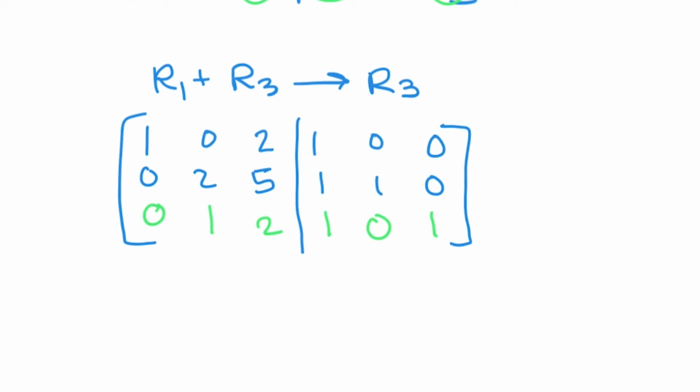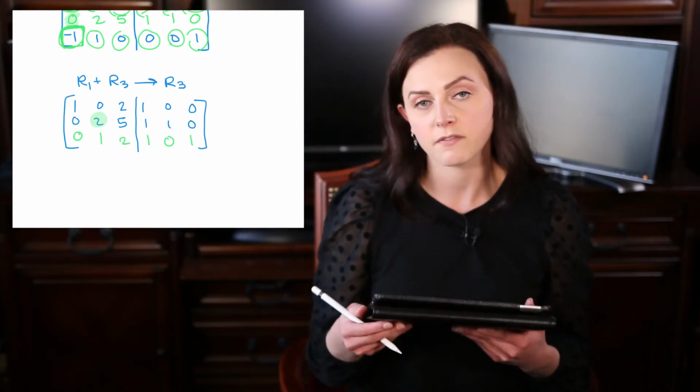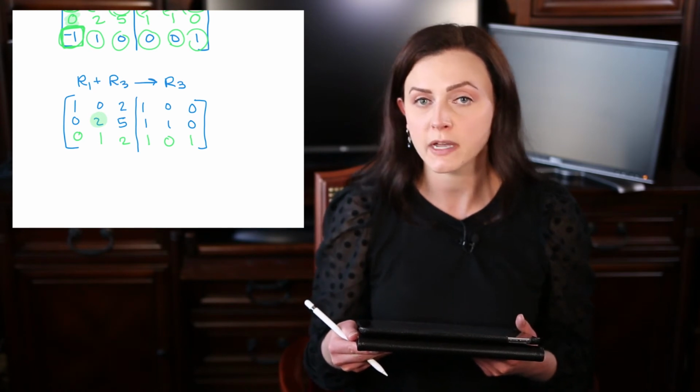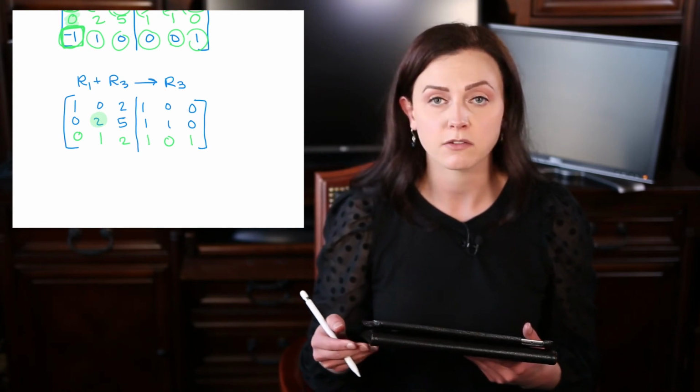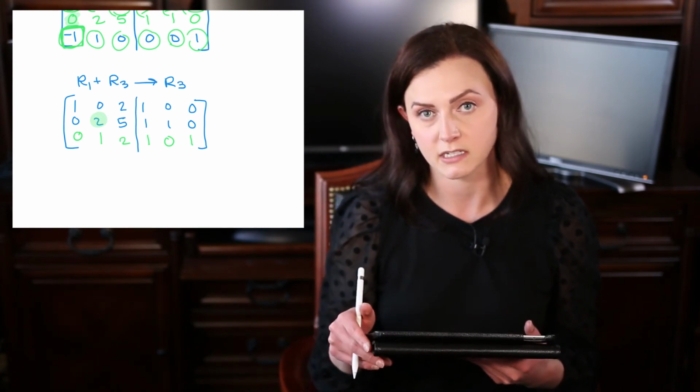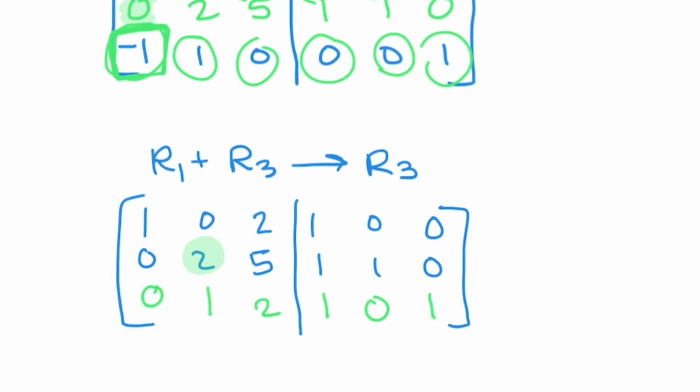The next number you are going to go to is right here. We want this to be a 1. Now, if you watched my video on how to find the inverse of a 2 by 2 matrix, it worked out to just divide by a number to get that to be a 1. In this case, that's not going to work because if we divide this whole row by 2, we're going to end up with fractions. That is not something we want to do if we don't have to. So instead, we're going to use subtraction.